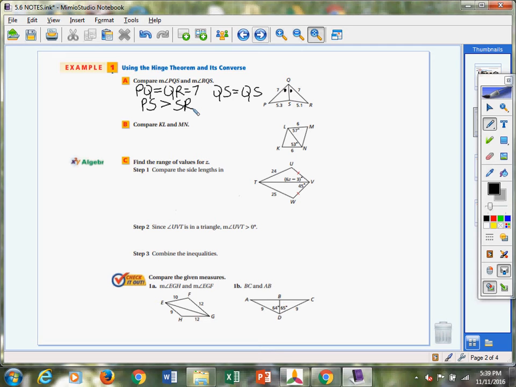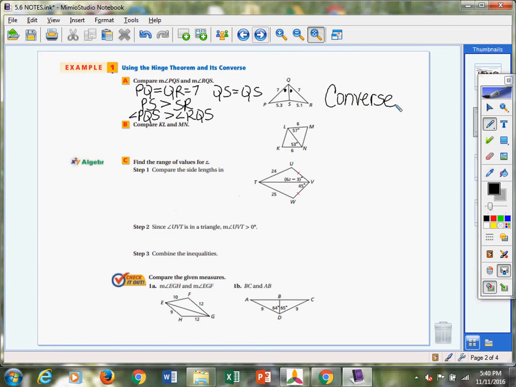So PQS is the angle that is opposite of PS. So angle PQS is going to be bigger than angle RQS. RQS is the angle that lies opposite of SR. And so because we found that relationship with those third sides there, we were able to determine a relationship with the angles using the converse. So in this one, I would say this is the converse. That's how we proved it, basically.